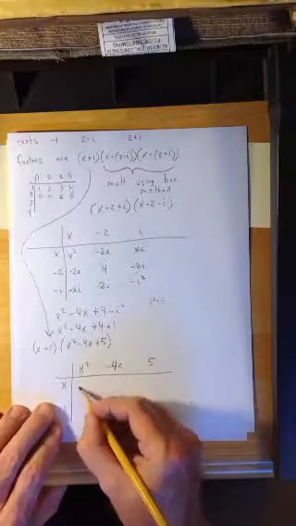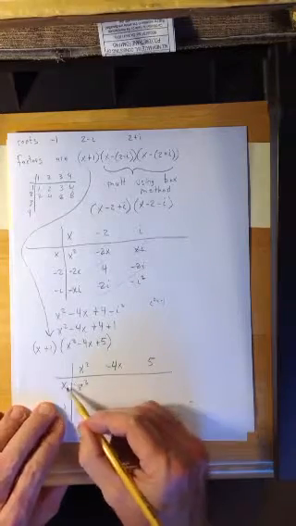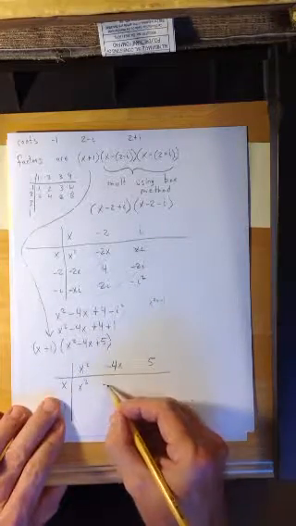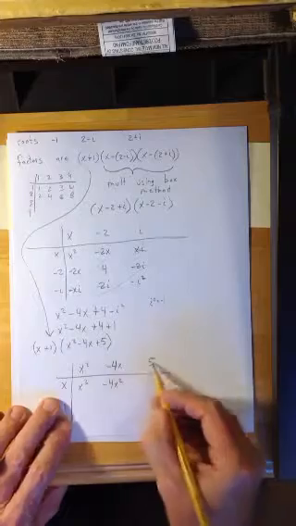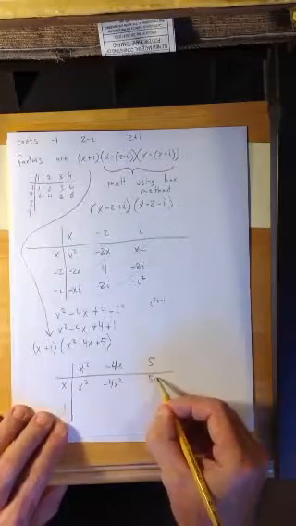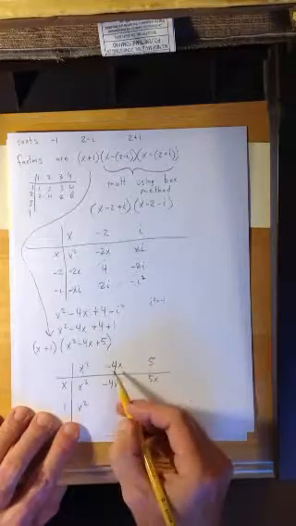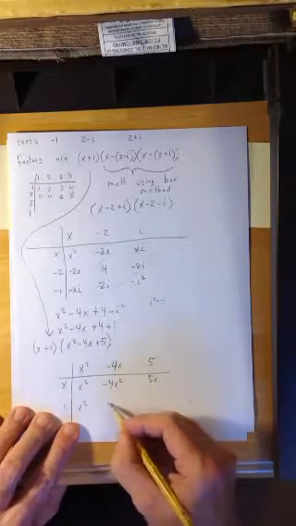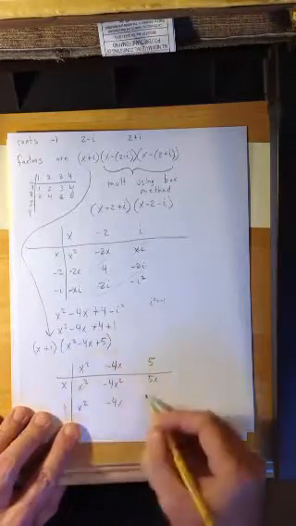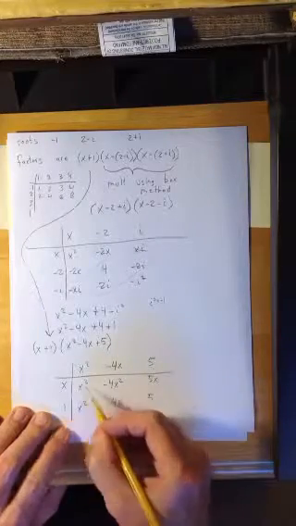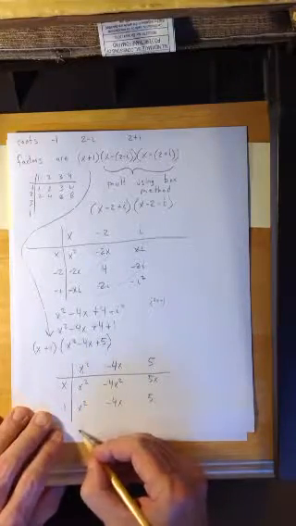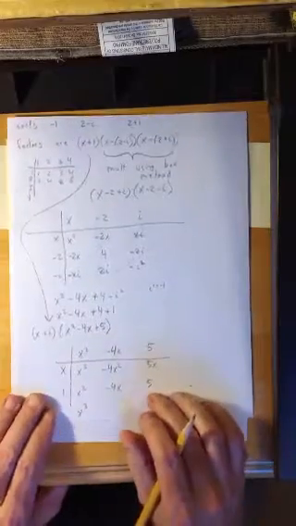x squared times x is x cubed. x times negative 4x is negative 4x squared. And then 5 times x is simply 5x. And so x squared times 1, x squared. Negative 4x times 1, negative 4x. 5 times 1 is 5. Okay, so we're left with x cubed.